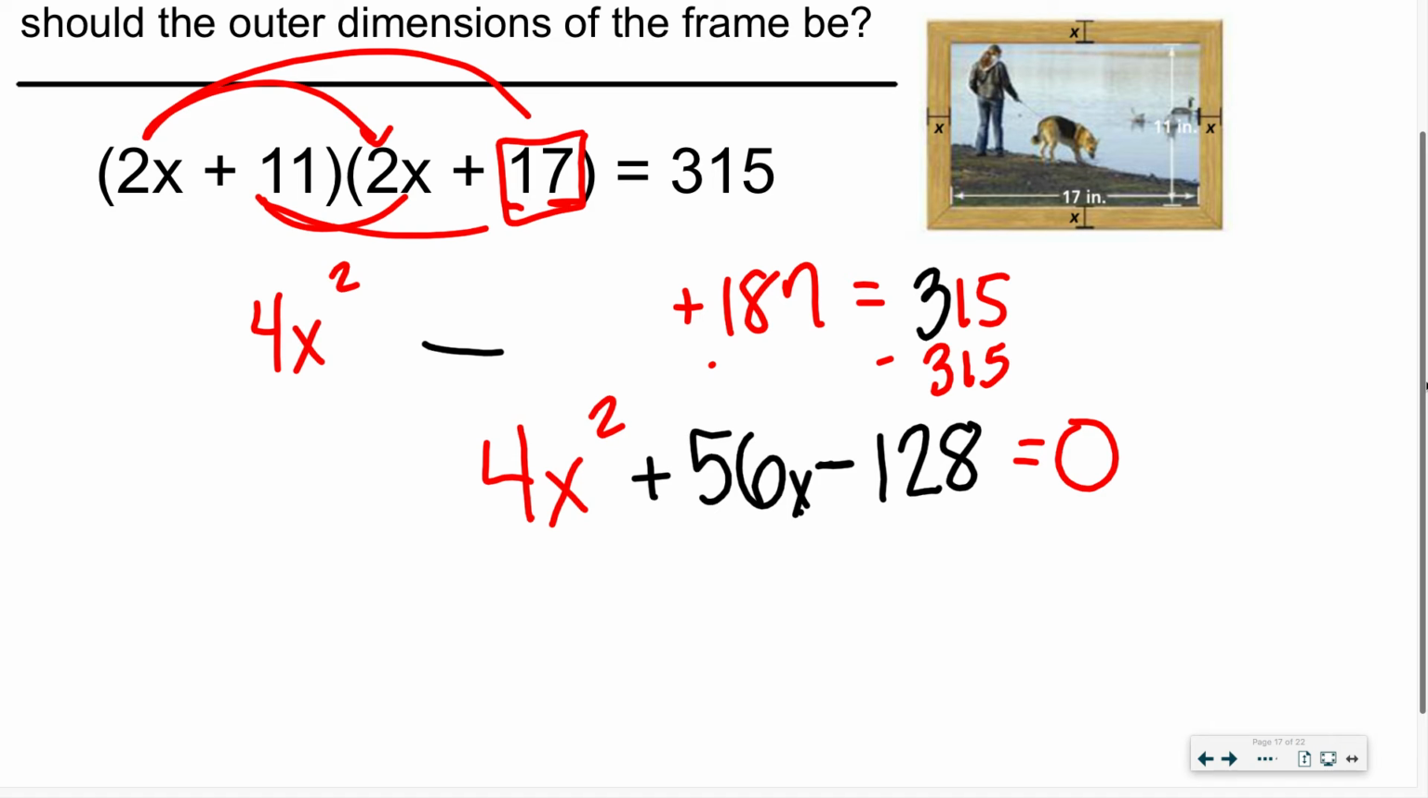Can I factor that? The way it is right now, we have a pretty large quadratic. Is there anything I could do to simplify it before I factor the trinomial? Yeah, there is a common factor there of a 4. I can divide a 4 through everything. Right? If I factored out a 4, what would be left?